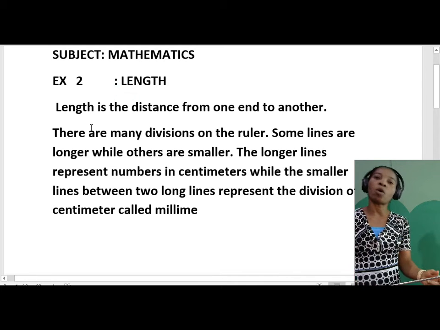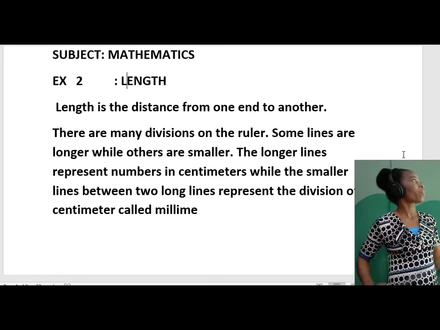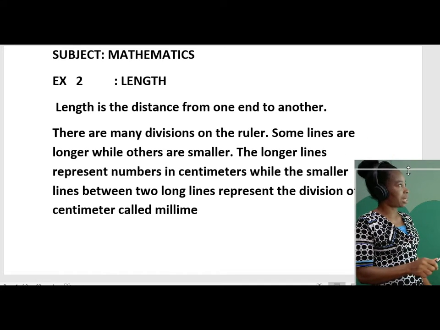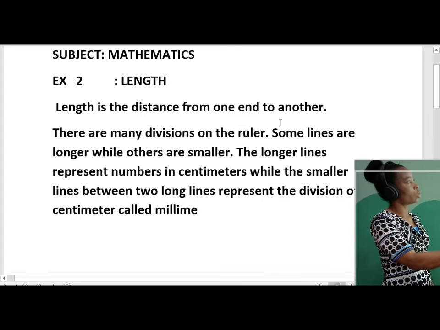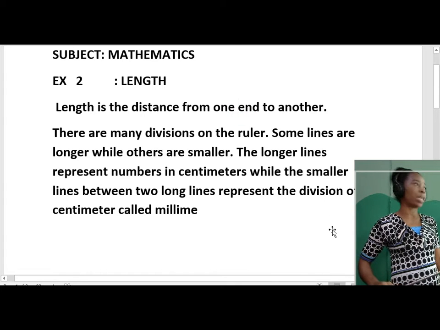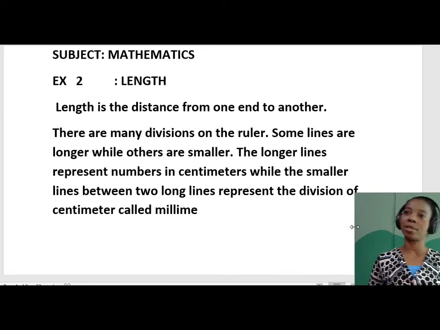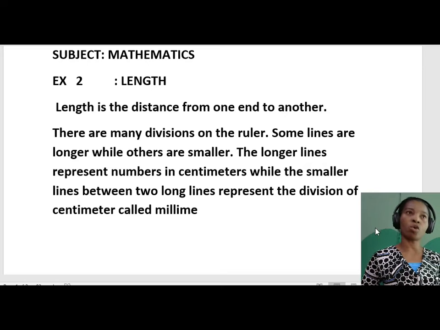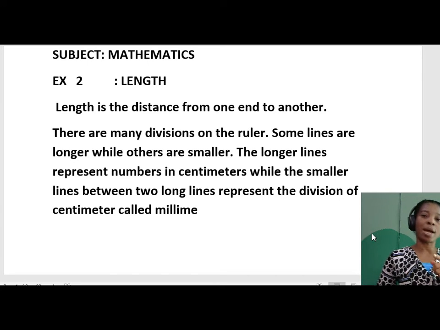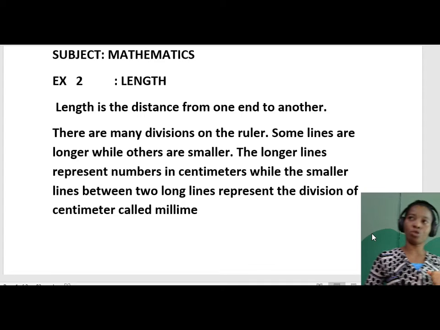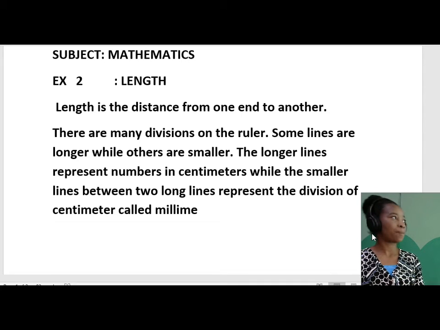First of all, darling, what is length? Length is the distance from one end to another. You can also say to measure a thing from one point to another. That is the length. And today we can measure so many things using the ruler. We are going to use our ruler. Sweetheart, I believe your ruler is at home with you, that you are going to use to measure for today.